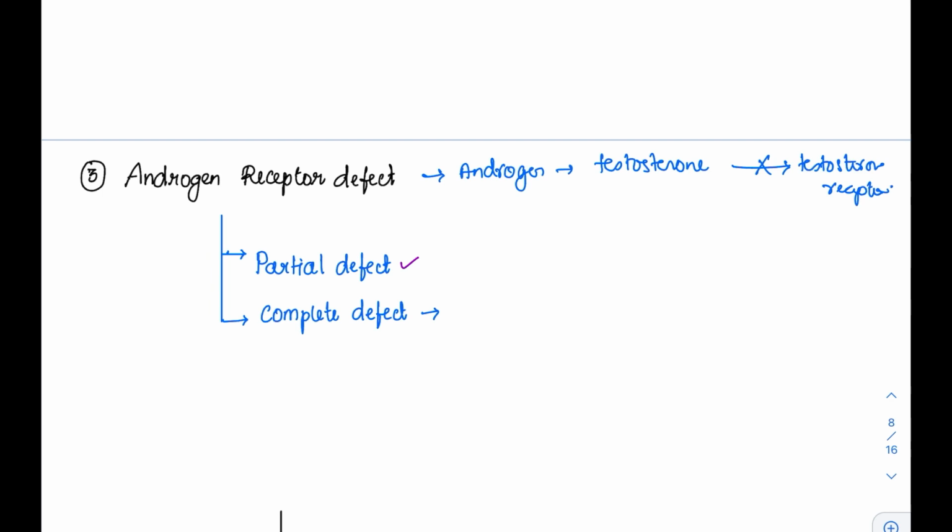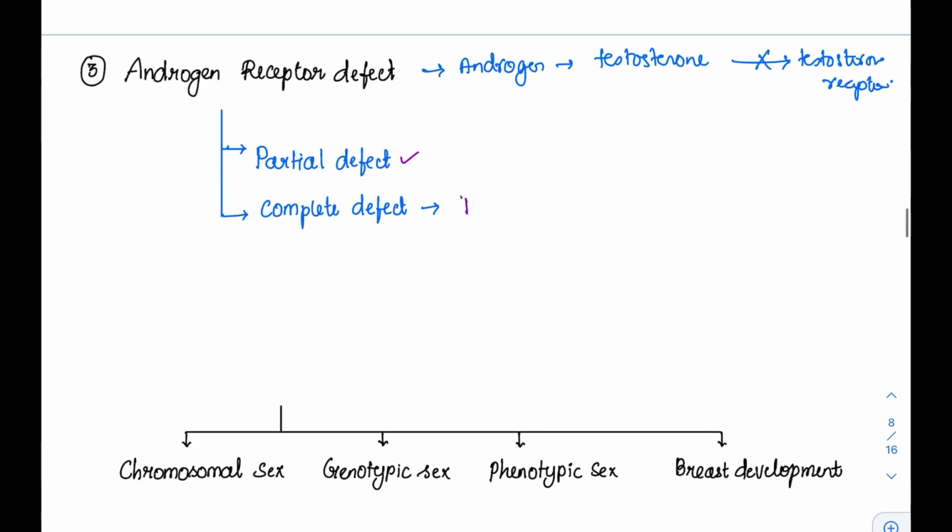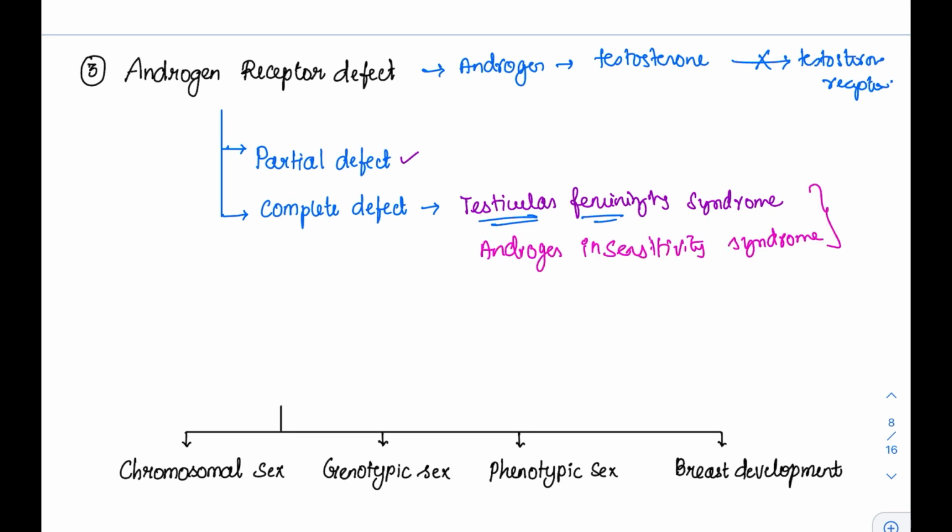In a complete defect, previously this syndrome was called testicular feminizing syndrome. But right now that name is not used. The current name used is androgen insensitivity syndrome. So let's try to understand what happens here.